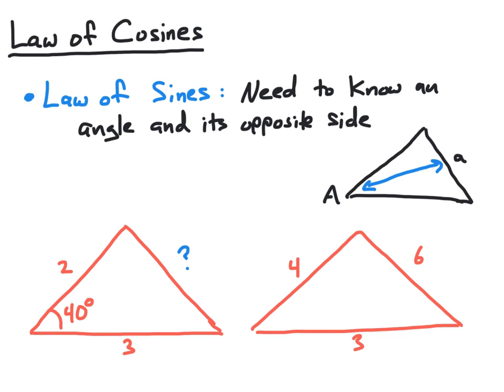Likewise, in the second example here, we don't know any of the angles of the triangle and instead know all three of the side lengths. And so here we would also not be able to apply the law of sines because we don't know any of the three angles and therefore cannot find the sine of any of those angles. So in order to solve triangles like the two shown here in red, we need to use another tool, and this is where the law of cosines will come in.